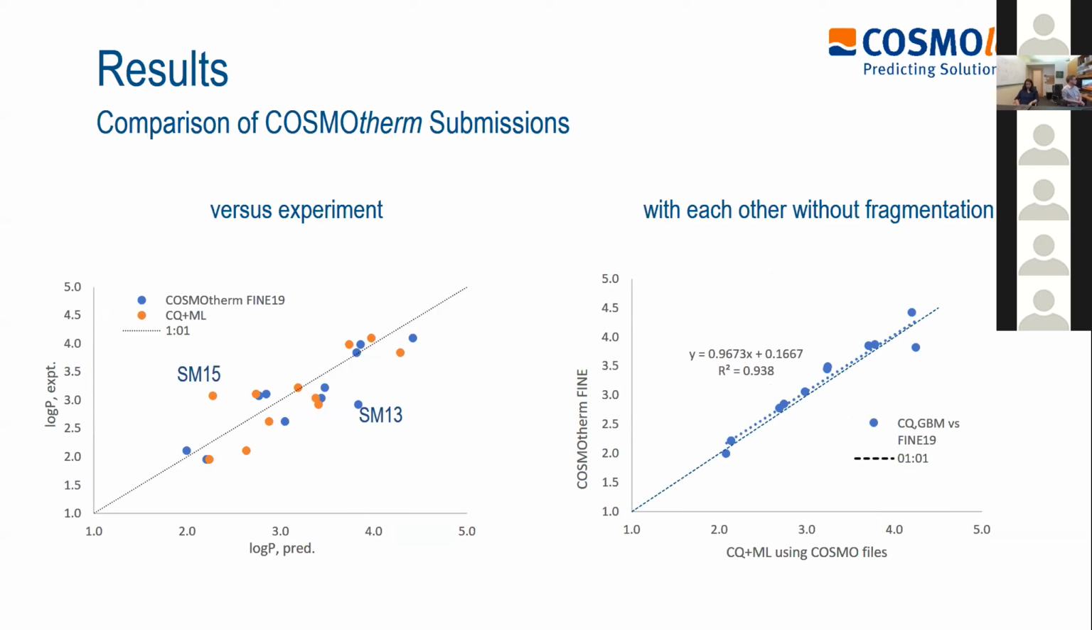Okay, here one can see the two submissions plotted against each other, and here the two submissions with the COSMOquick approach not using fragmented sigma profiles, but full COSMO files, full DFT files, and the agreement is rather astonishingly good here, except for one compound, and this is a quite interesting finding actually.